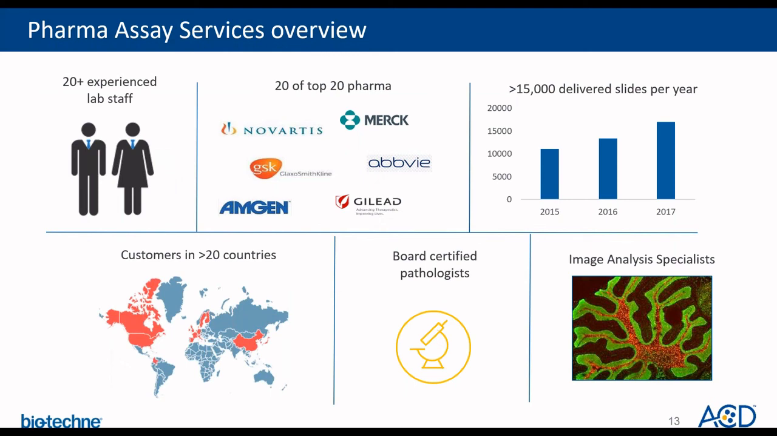Now I'd like to give you a brief overview of ACD's Pharma Assay Services. PAS is a team of 20 plus highly trained specialists, scientists, and pathologists that are experts in RNAscope performance and analysis that will ensure delivery of the best data possible. We provide services for 20 of the top 20 pharma companies in the world. In general, we deliver greater than 15,000 stained slides per year to customers in more than 20 countries.